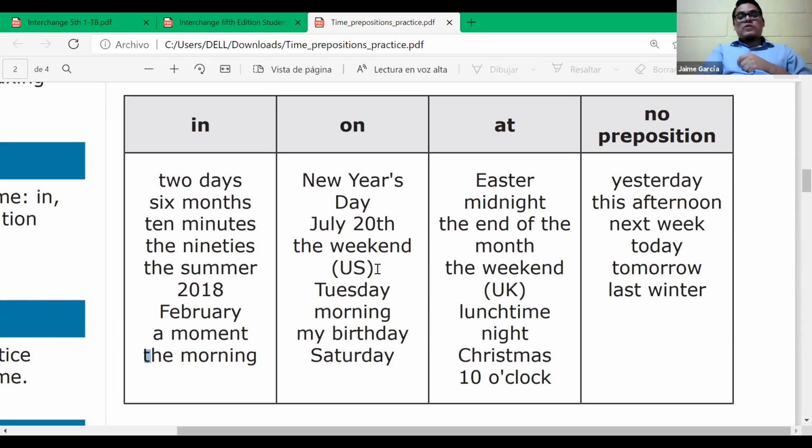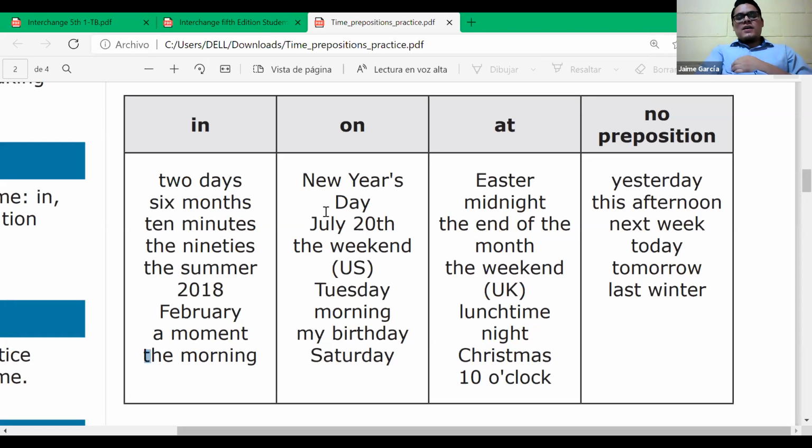But look at this, look what you have in parentheses, right? You have US right here. So on the weekend is an American expression, American English. But if you say at the weekend, this is an expression that is used in Britain. Okay, so this is British English, and this is American English, but both expressions are correct. So my recommendation is that you use the American expression on the weekend. All right, but both are correct.